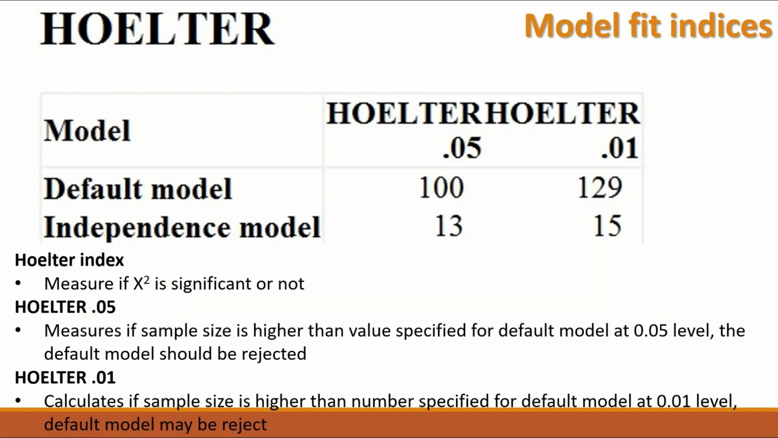The next index is the Hoelter index, and as shown here, the Hoelter index is a measure used if the chi-square is significant or not. So Hoelter 0.05 measures if the sample size is higher than the value specified for the default model at 0.05, the default model should be rejected. For Hoelter 0.01, it calculates if the sample size is higher than the number specified for the default model at the 0.01 level, the default model may be rejected.